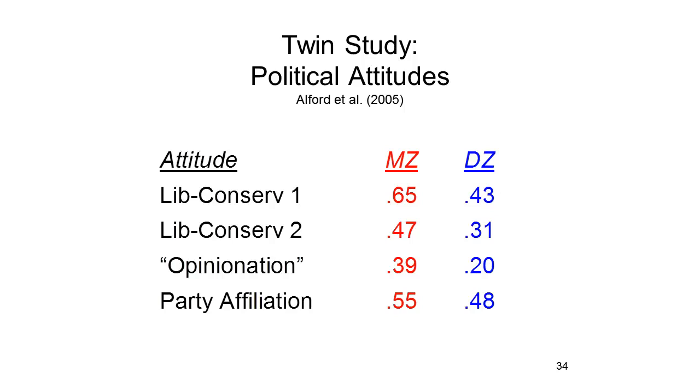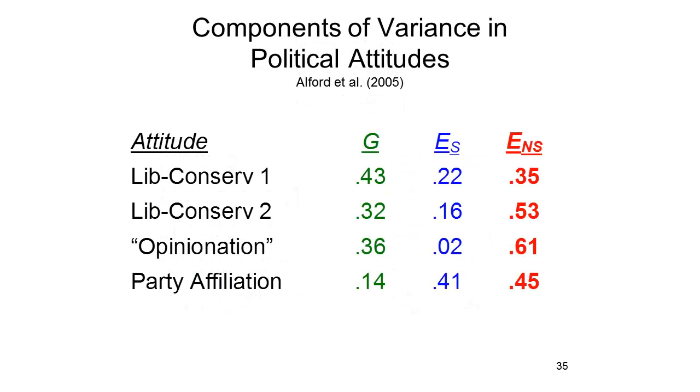You can see that in each case, the correlations for monozygotic twins are higher than the correlations for dizygotic twins. And here's how the components of variance in political attitudes turned out. For both measures of liberalism conservatism, there was a significant genetic component, 30 or 40% of the variance, and that was also true for the measure of opinionation, or strength of attitude.